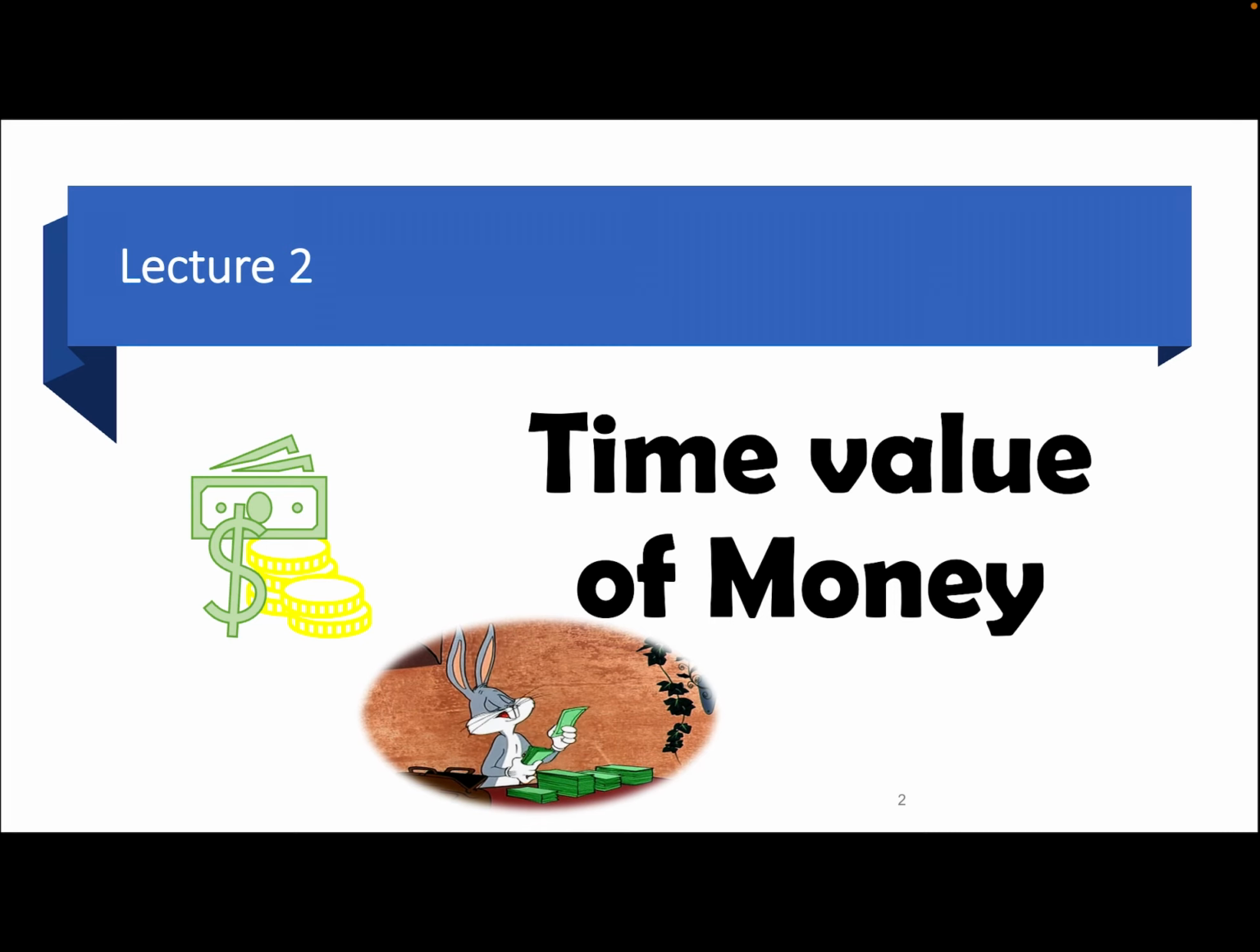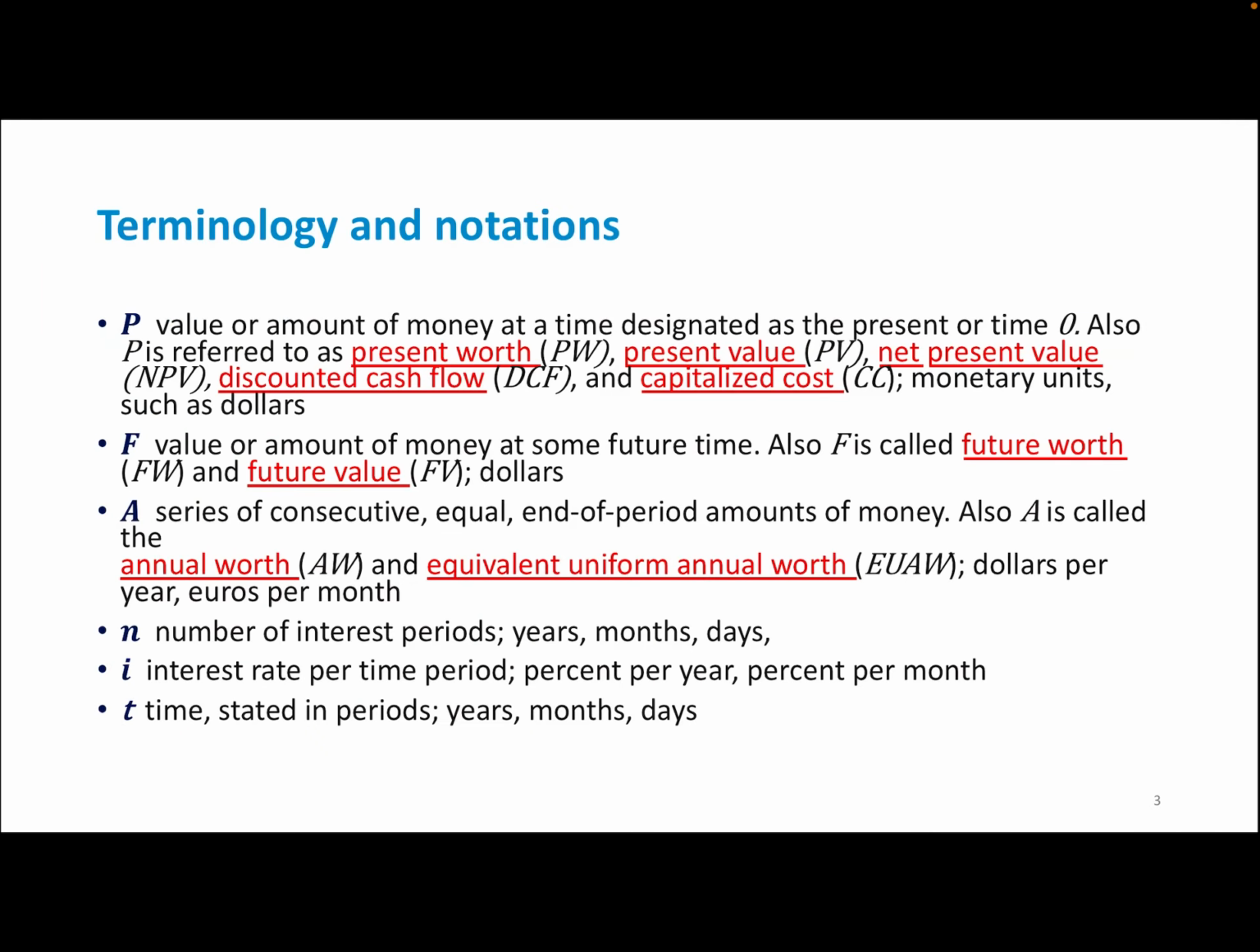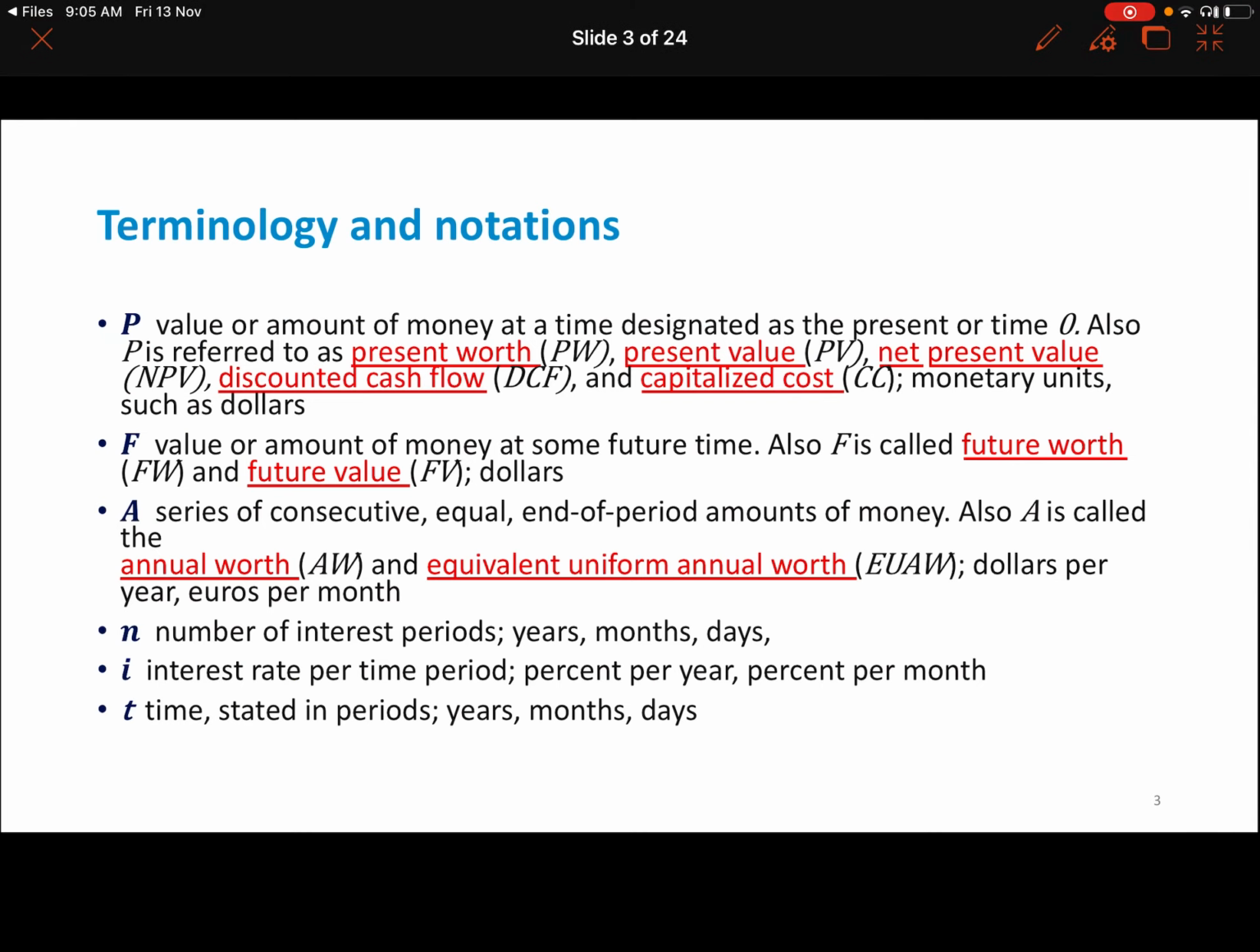In this lecture we will talk about time value of money. What is the meaning of time value of money? At the beginning we need to understand some terminologies and notations such as the P-value. And what's P-value? P-value is the amount of money at the time designated as the present. The present, it's now, so with the P-value we are talking about money in my pocket right now at time zero.